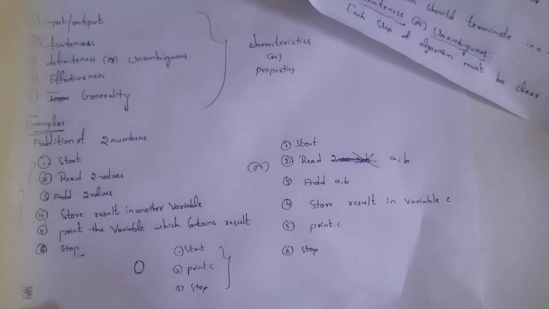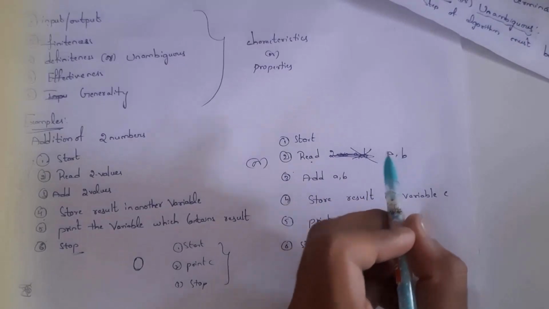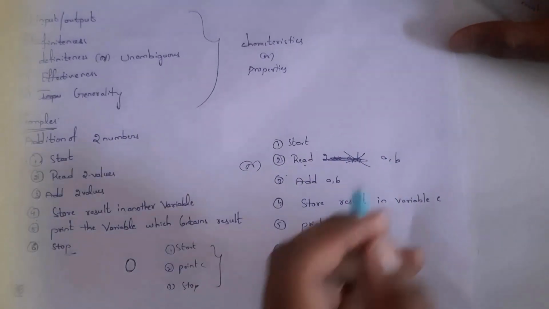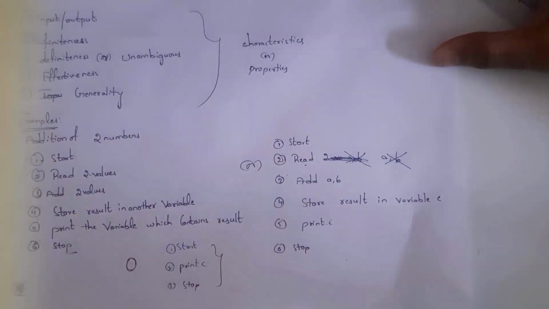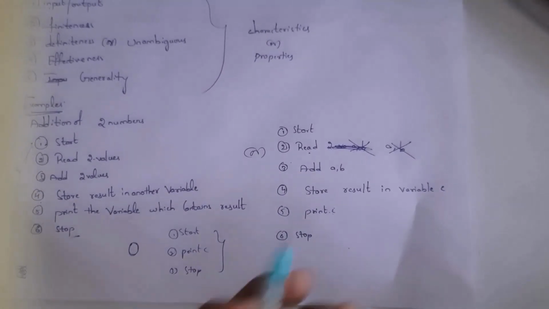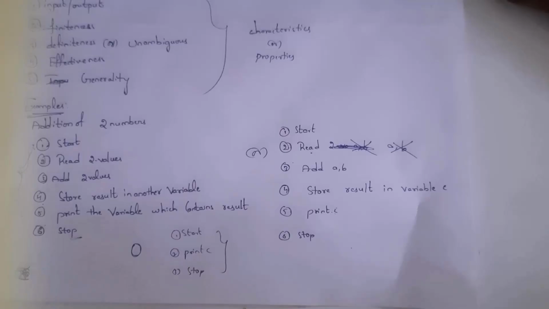For example, in the previous example, I wrote read a comma b. This step is clear because I am reading two values a, b. But if I wrote here only read, then it will become ambiguous. Because what should I read? Should I read a or which variable? So it will become ambiguous.